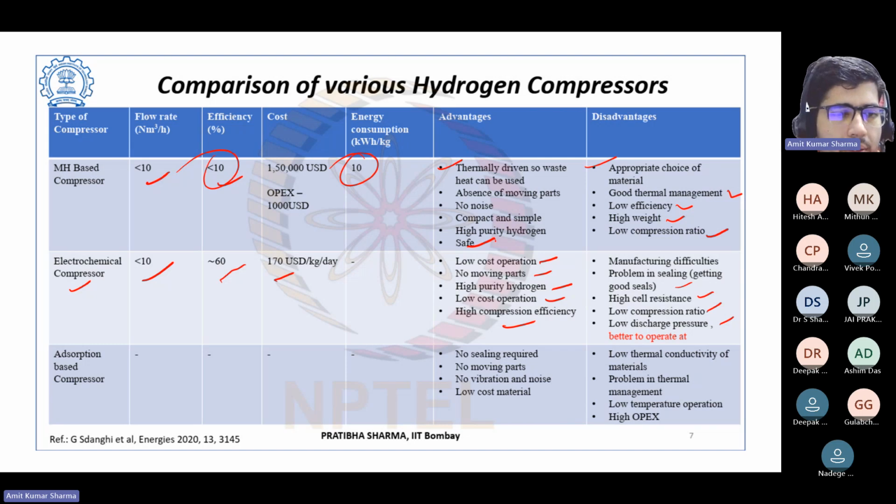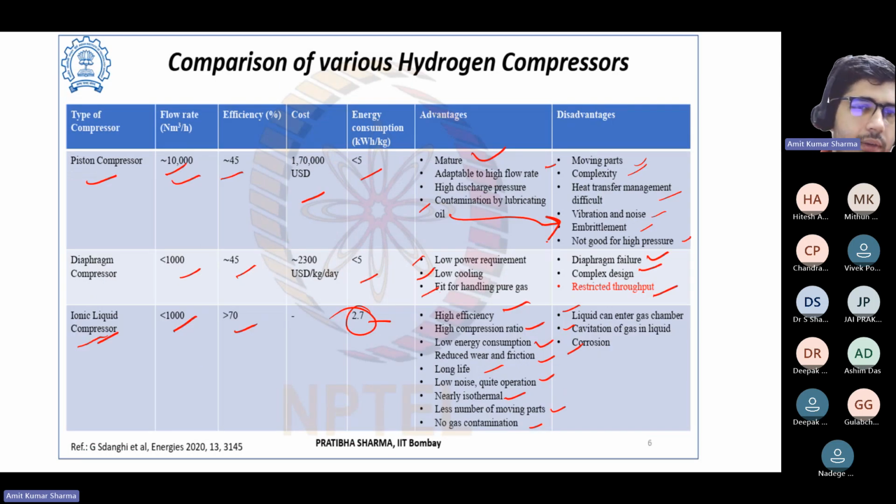And for the adsorption based, we don't have so much data. The advantages are no sealing, no moving parts, no vibration and noise, and low cost material. Disadvantages: low thermal conductivity, problems in thermal management, low temperature operation, and high OPEX. So in these compressors, we can see clearly that the ionic liquid has the lowest energy consumption.